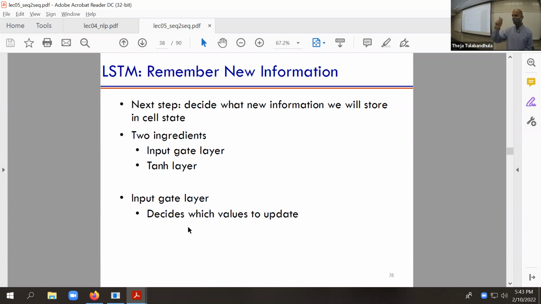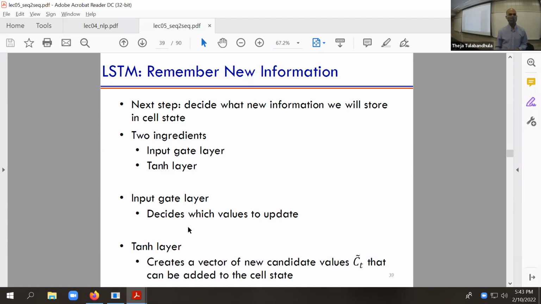You can add a vector to the cell state where each coordinate of the vector could be all zeros, or some coordinates could be positive. So just some additional information to the cell state. And what does the tanh layer do? It creates that new information, the vector that you want to add to the cell state.